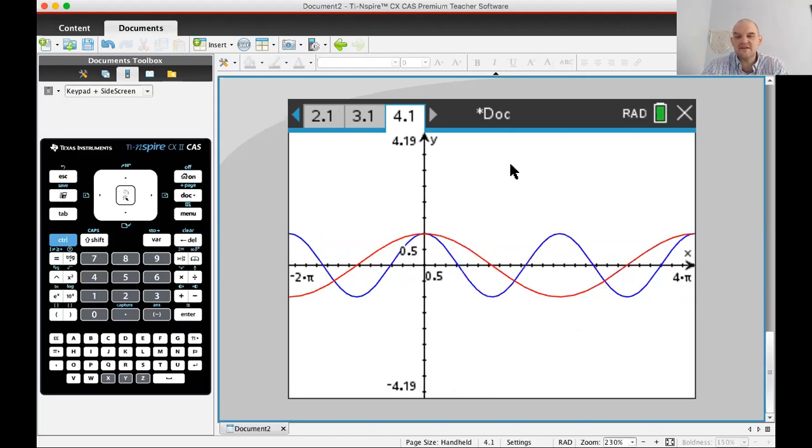And you can see it does take 4 pi to get one full cycle of maximum, intercept, minimum, intercept, maximum. Got lost in the middle there. So it's working. B is doing what we think it is, and that's good.